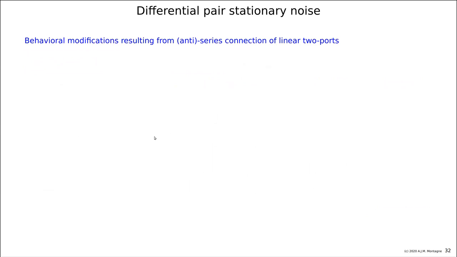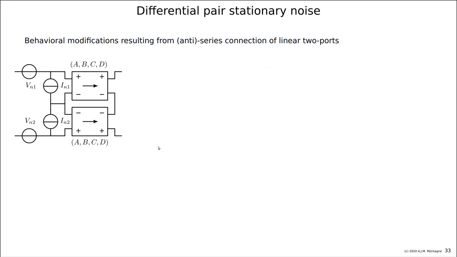So let's also look at behavioral modifications resulting from anti-series connection of linear two ports, because then we can maybe do the whole noise analysis much easier than if we completely plot all the noises of the transistors in it. So let's see. This is two ports connected anti-series with their noise sources. Of course, the noise sources are here uncorrelated. Although the two ports might be identical, their noise will not be correlated because it is different things, and different things have different noise.